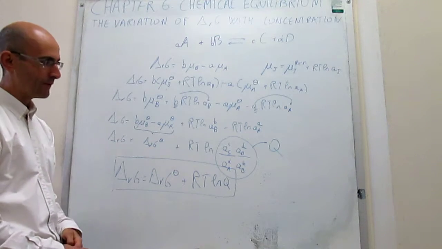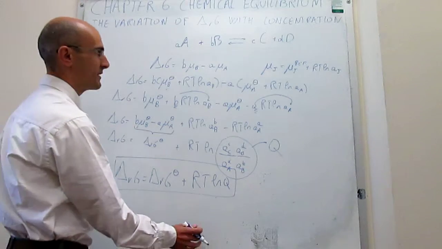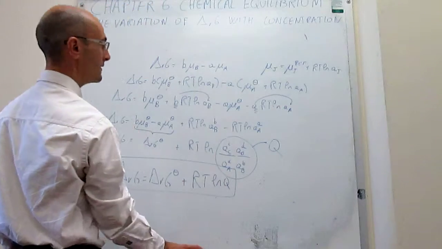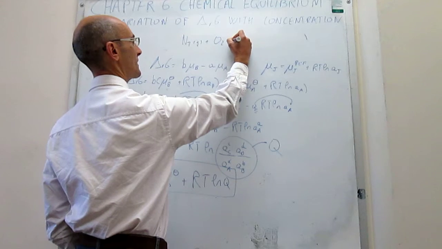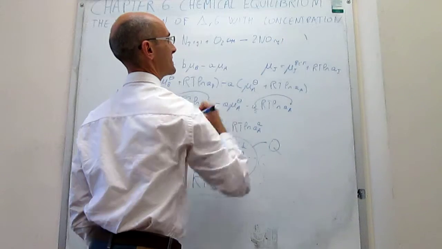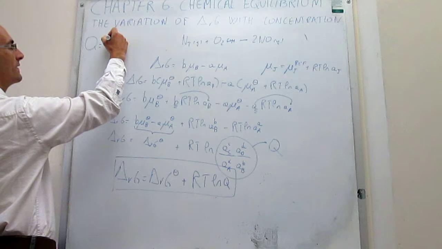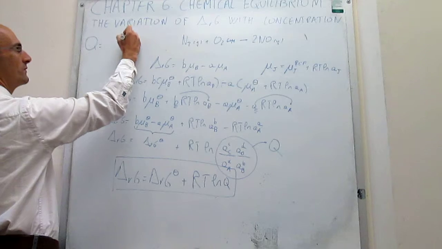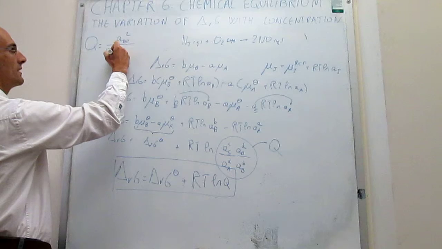Right, so a couple of examples about the reaction quotient, and then we'll finish this video. For example, how do you write the reaction quotient for the reaction N2 gas plus O2 gas to generate 2 molecules of NO gas? Well, that reaction quotient is going to be equal to the activity of products, so the activity of NO to the power of the stoichiometric coefficient, over the activities of reagents, A N2, A O2.